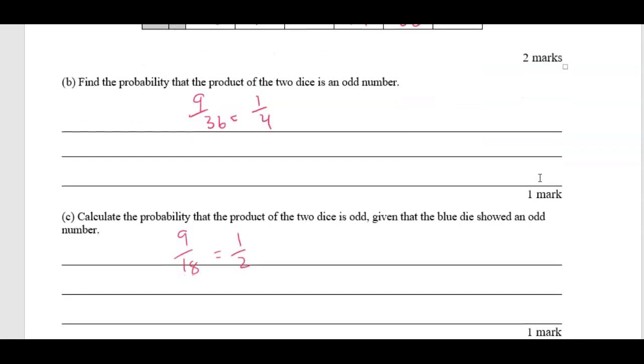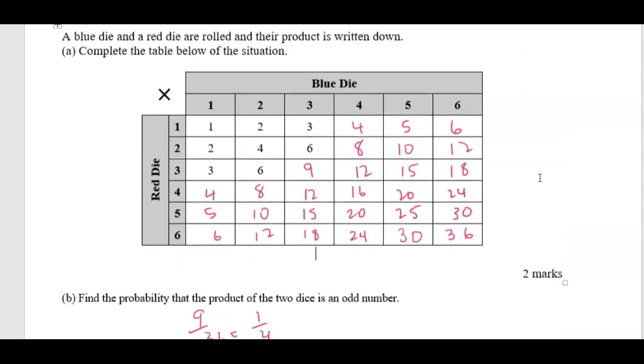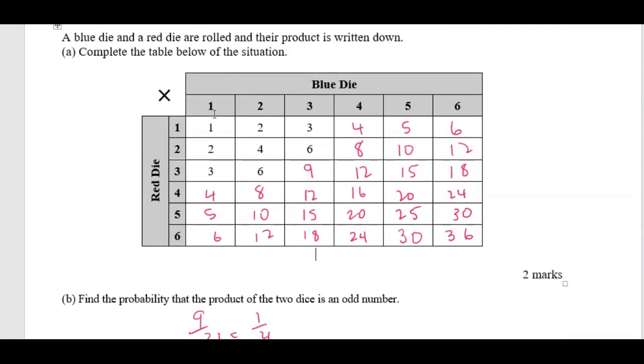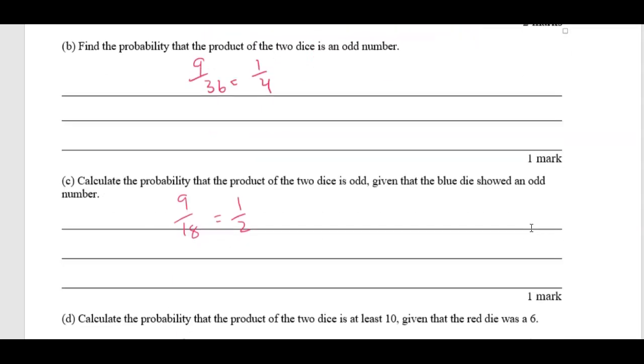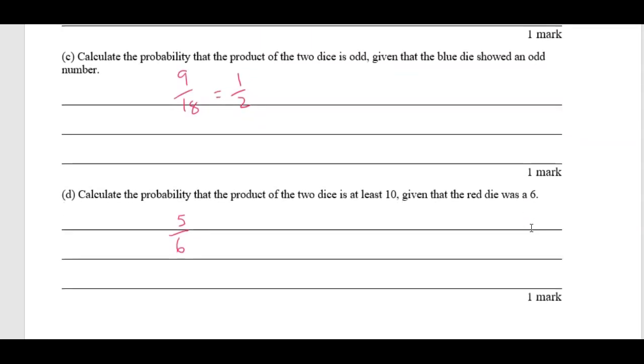Calculate the probability that the product of the two dice is odd, given that the blue die showed an odd number, so it's the same thing. We're only looking at the columns 1, 3, and 5, and which ones in them have odd numbers, but that's pretty much the same thing as question B.